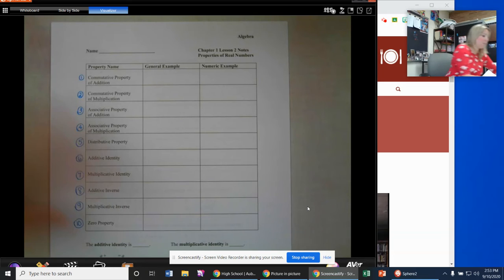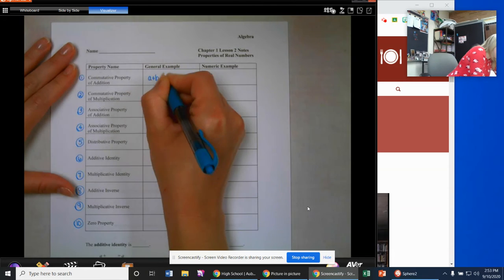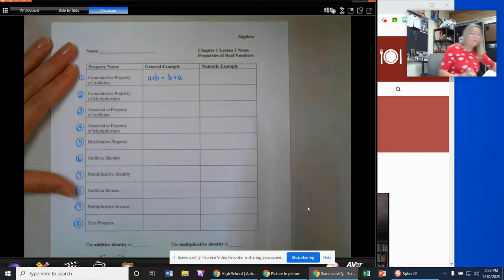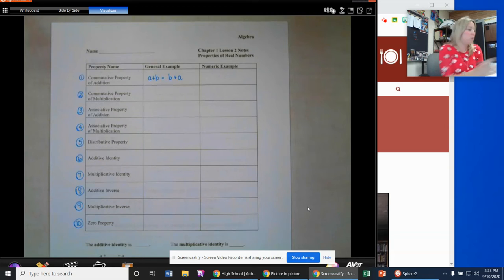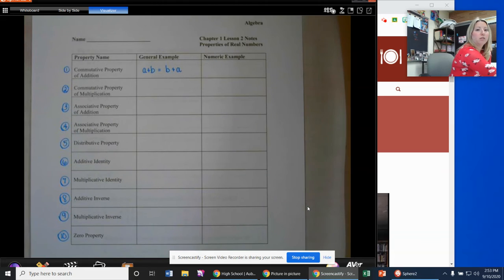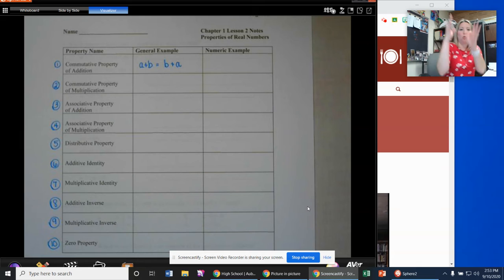So a general example looks like this. A plus B equals B plus A. That is what the general form of the commutative property looks like. Here, let me zoom in a little bit more. My wheel is stuck, I'm sorry. There we go. You can still see the whole chart, right?